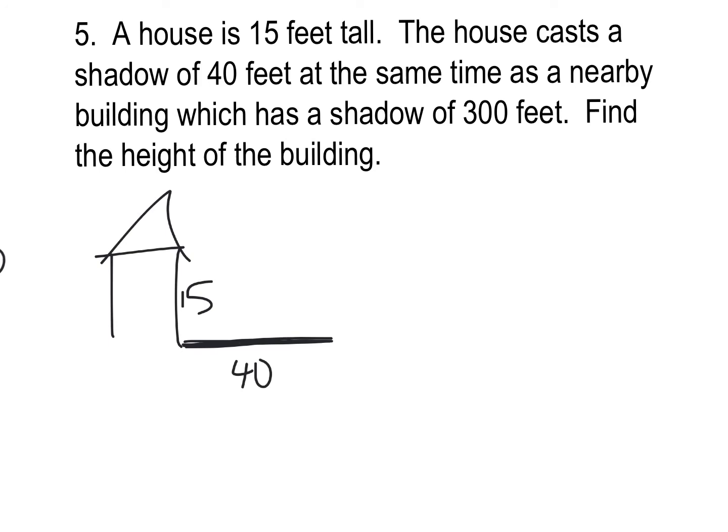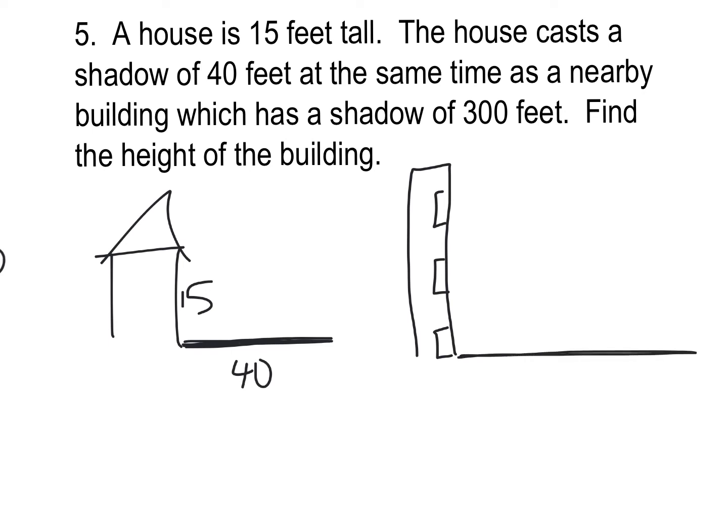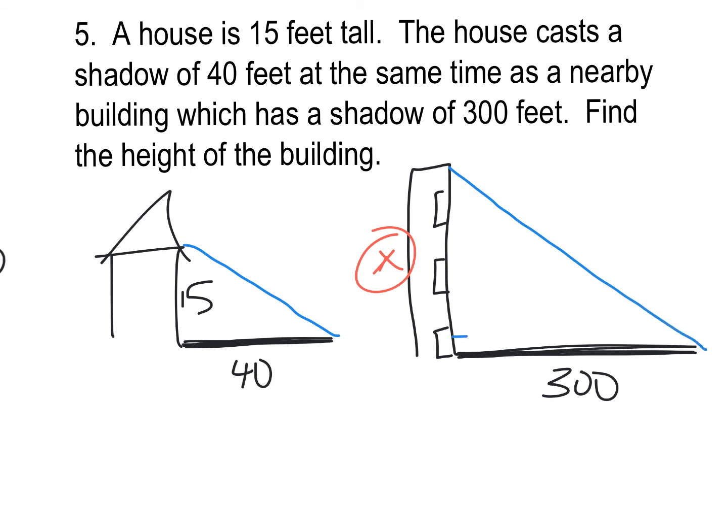So we've got this building, which obviously is taller. You can put some windows on there if you want to, whatever. But it has a much longer shadow of 300 feet. Find the height of the building. So where's the x go? The height of the building? Right here. And if you wanted to, you can make little triangles out of this, although it doesn't matter, but that's kind of the idea of the whole problem, is that these are just similar triangles.